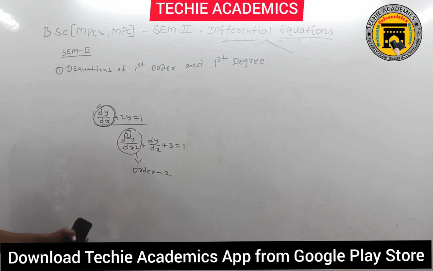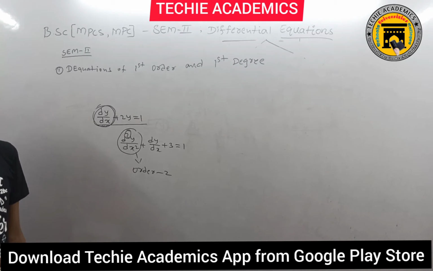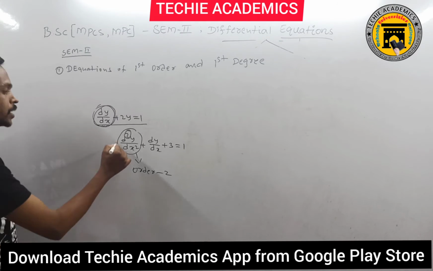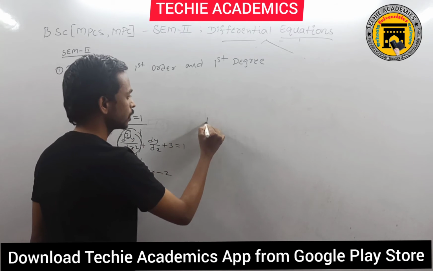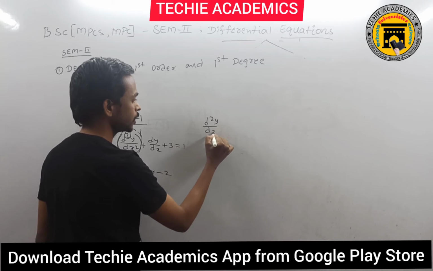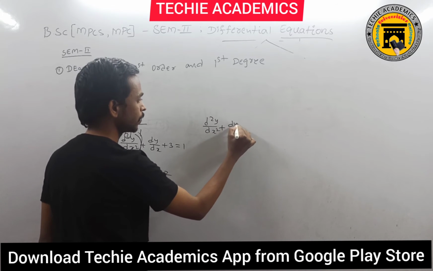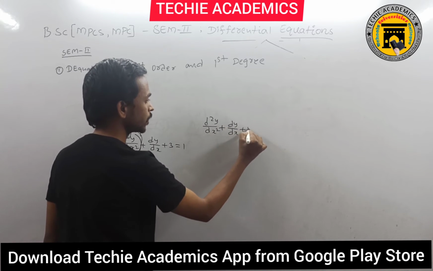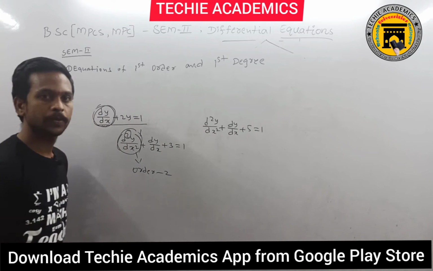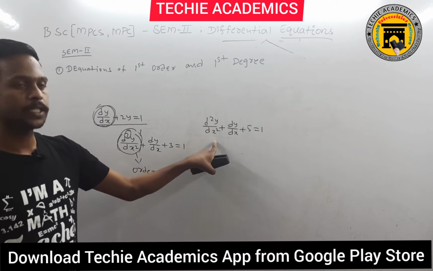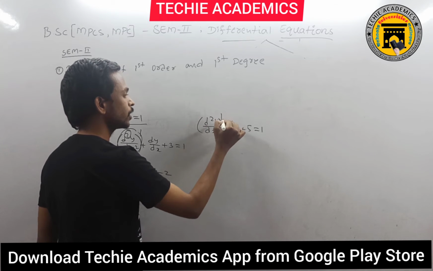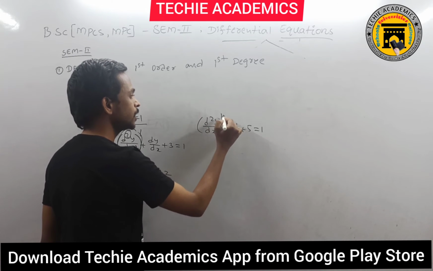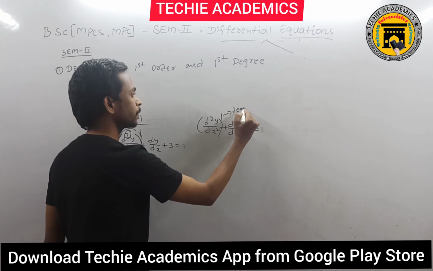Now coming to degree. The degree of a differential equation means the power of the highest order derivative. For example, d square y by dx square plus dy by dx plus 5 is equal to 1. Here what is the highest order of this differential equation? 2. So the power of the highest order derivative of a differential equation is called the degree.